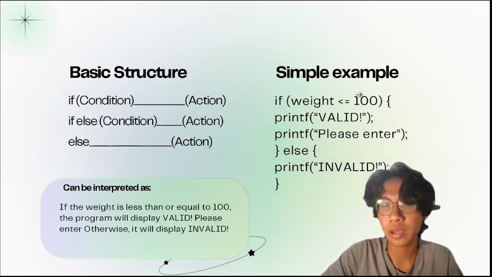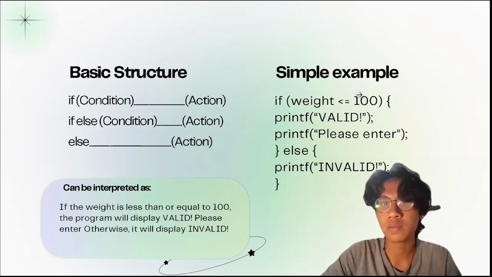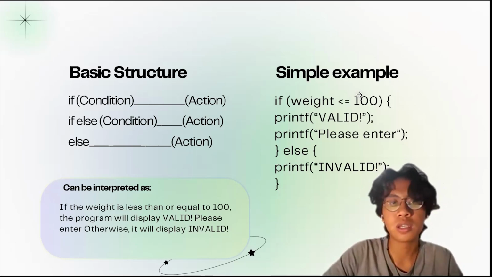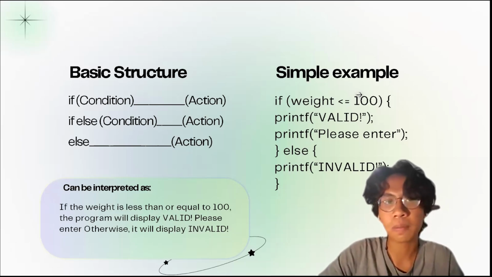If we have a weight less than or equal to 100, it will print valid, please enter, if the value is true. And else, if the value is false, it will print invalid. This can be represented as: if the weight is less than or equal to 100, the program will display valid, please enter; otherwise it will display invalid.